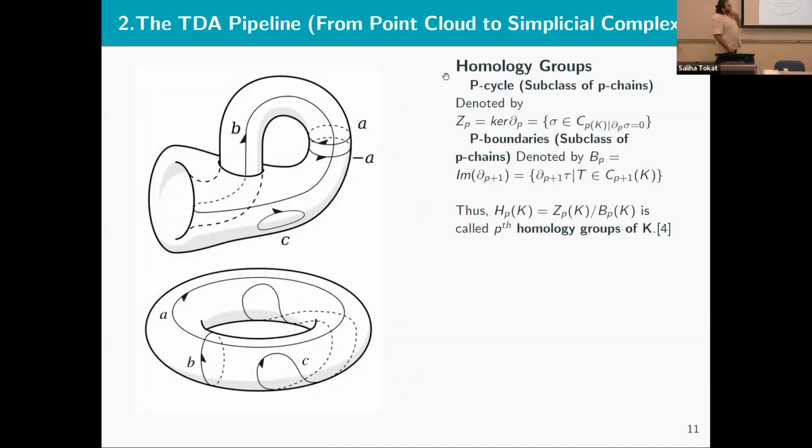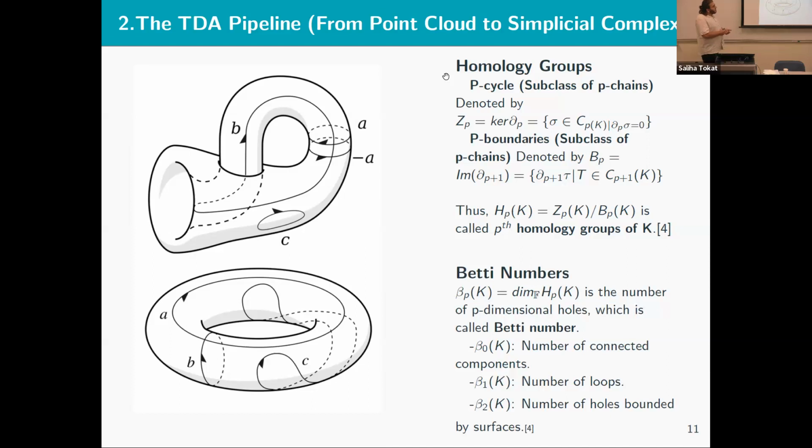We define homology groups to detect holes. And what do I mean by saying holes? Informally, a hole is a topological object that prevents an object from continuously shrinking. And to define homology groups, firstly we define p-cycles and p-boundaries, where p-cycles are a subset of p-chains and p-boundaries are a subset of p-chains again. And p-cycles are denoted by Z_p and equal to the kernel of boundary p, and p-boundaries are denoted as B_p and equal to the image of boundary p+1. And the homology group is defined as the quotient group of Z_p and B_p.